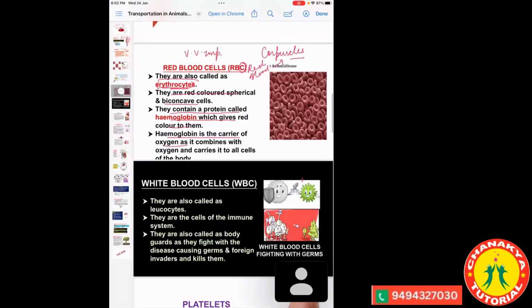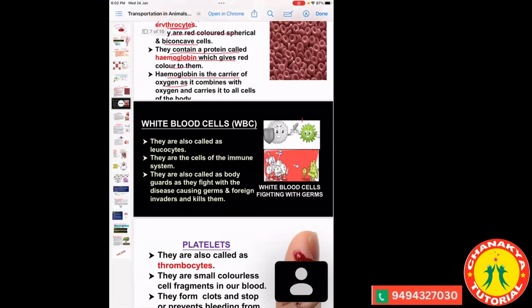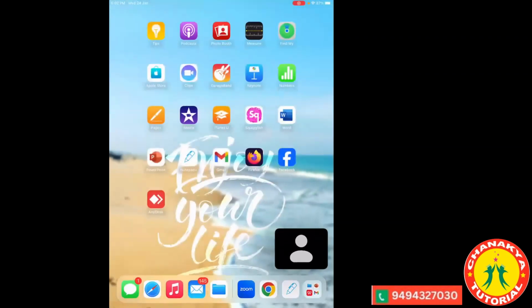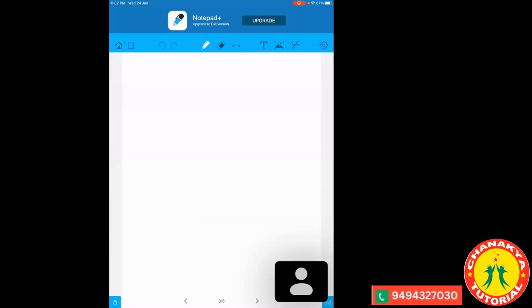So, okay. Now, coming to the next one is the white blood cells. White blood cells are called leukocytes. Now, I'll tell you why they are called leukocytes. Red blood cells were called erythrocytes. White blood cells are called leukocytes because leuko means colorless and cyte means cells or corpuscles.